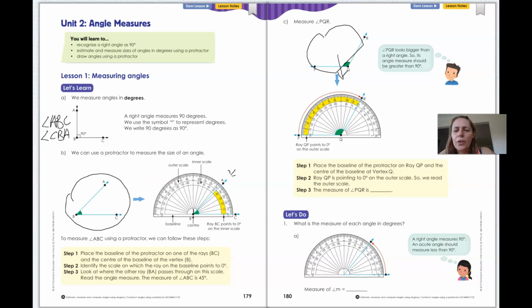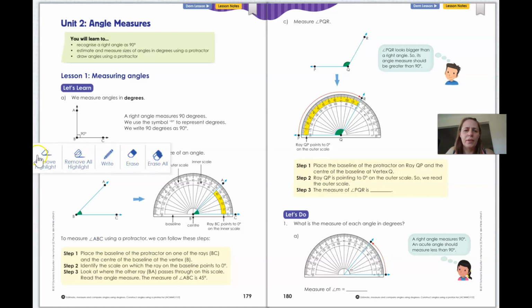And we know that that's correct because this angle, which we can't see anymore because I drew all over it, is an obtuse angle. Because that angle is obtuse, we know it has to be greater than 90 degrees, and that's what helps us know we're on the outer scale. See how the numbers are greater? So this angle PQR, if I look really carefully, is not 60, it's actually 120 degrees.